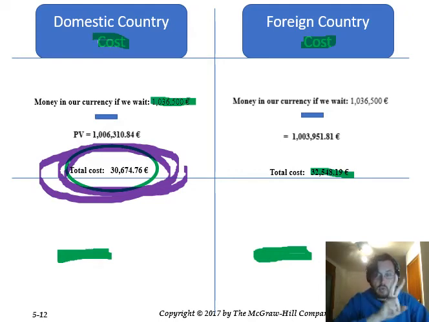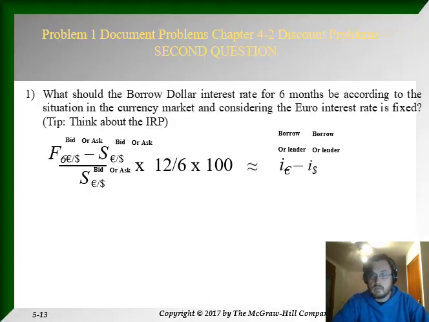You remember there was a second question. I know you realized it before, okay? I didn't talk about it before, but there was a second question, okay? That question over here: what should the borrow dollar interest rate for 6 months be according to the situation in the currency market, considering the euro interest rate is fixed? Think about the IRP, okay?